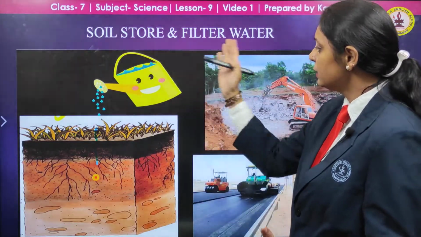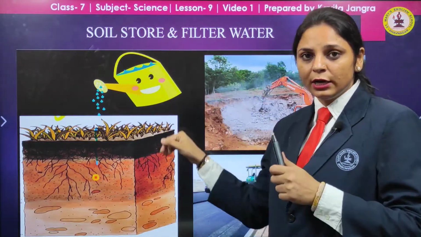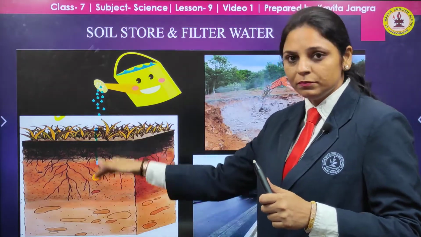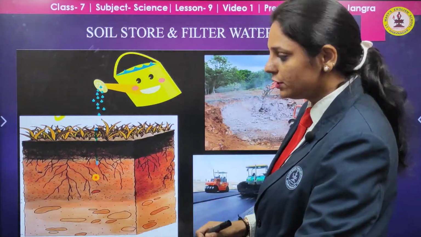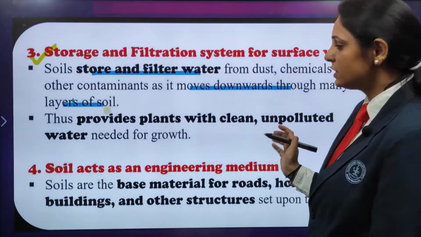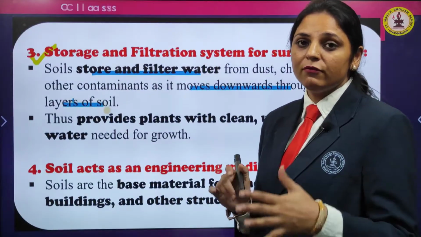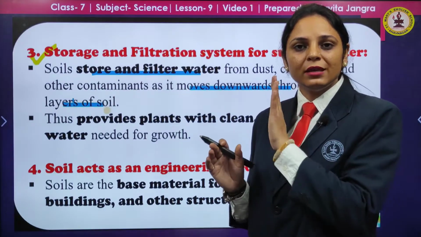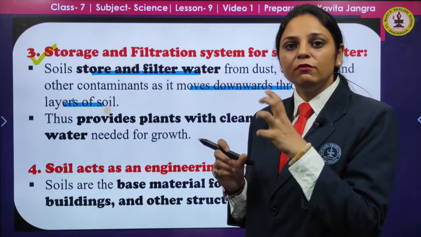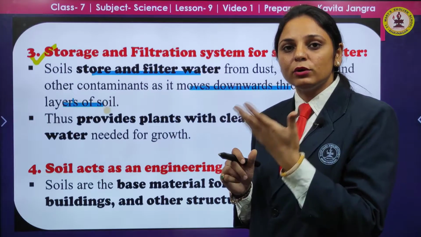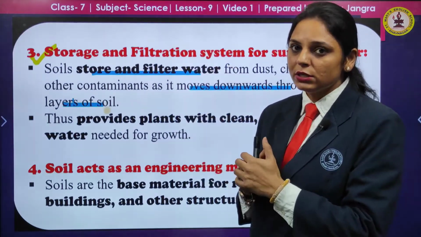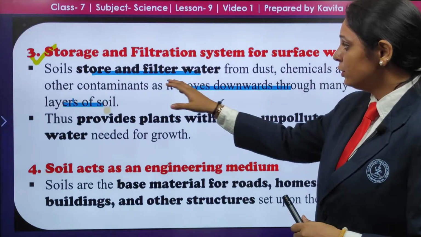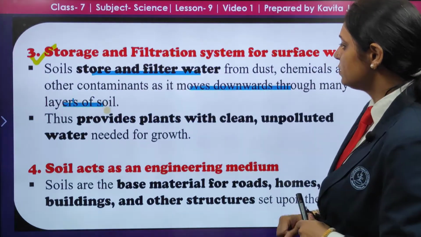So when the rainfall comes, the soil acts as a filter of the water. And you have seen when buildings are being built and nearby areas have been dug out, you see different texture and different color. Even the soil particles are totally different from the upper layer down to the bedrock. So it acts as a storage and filtration system.